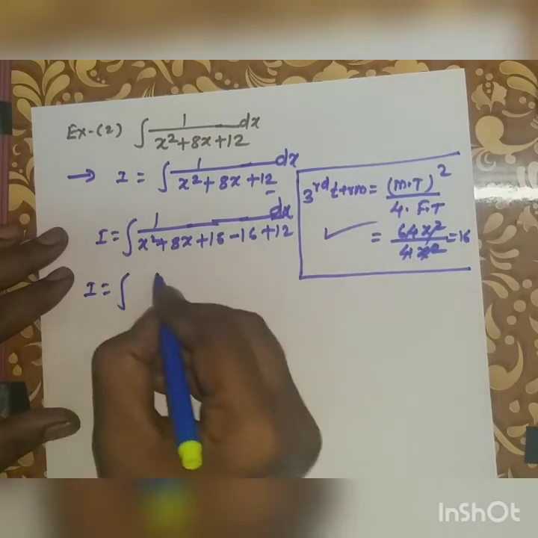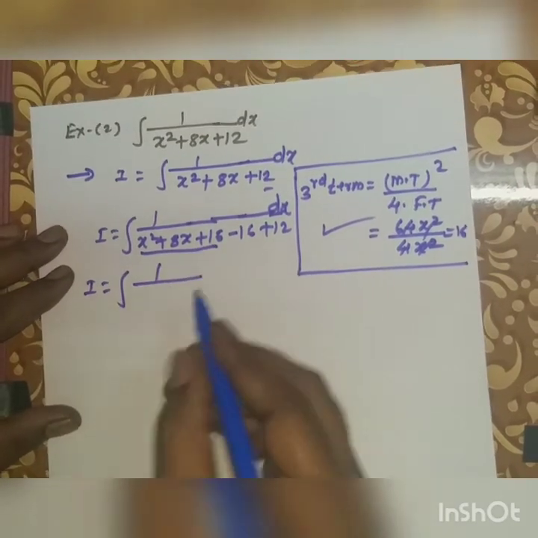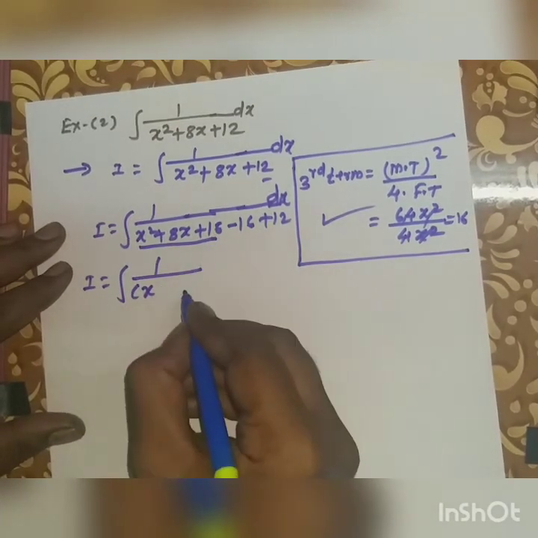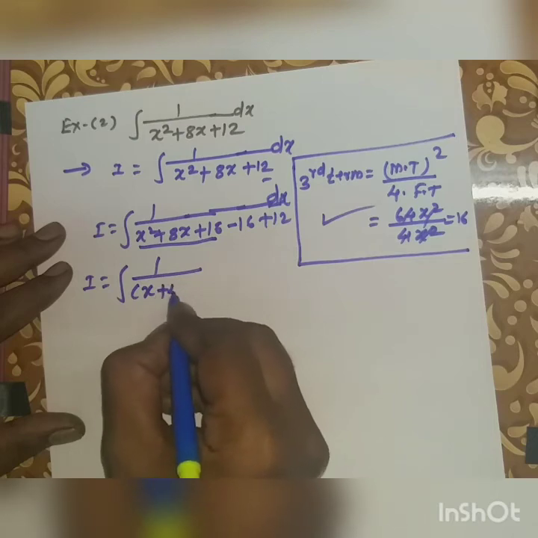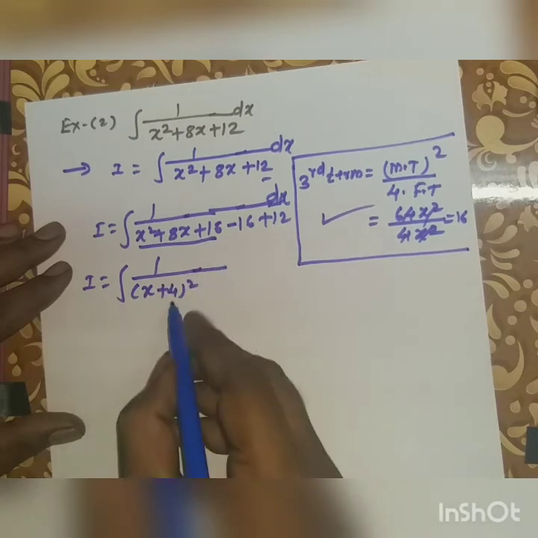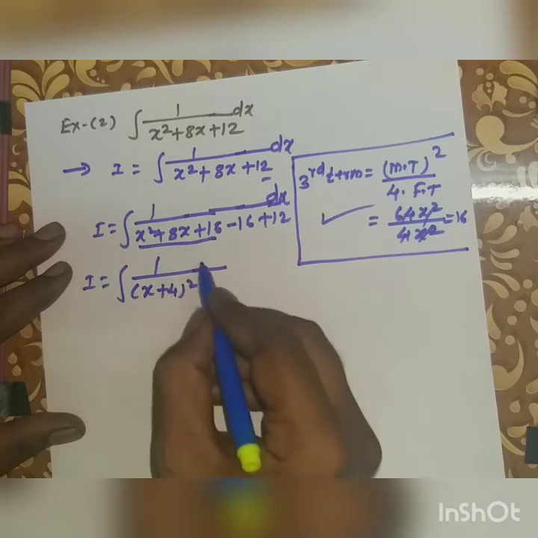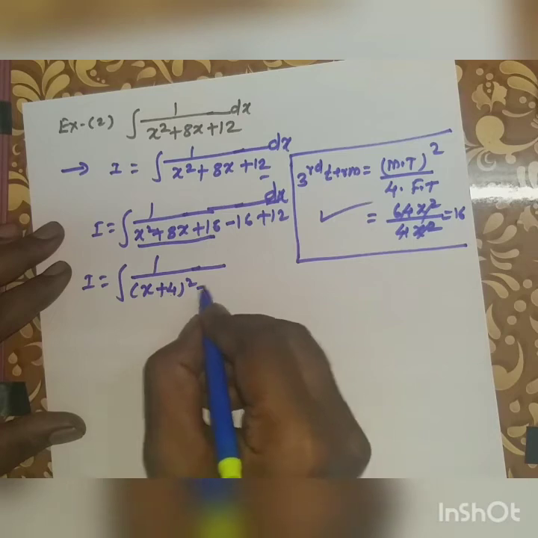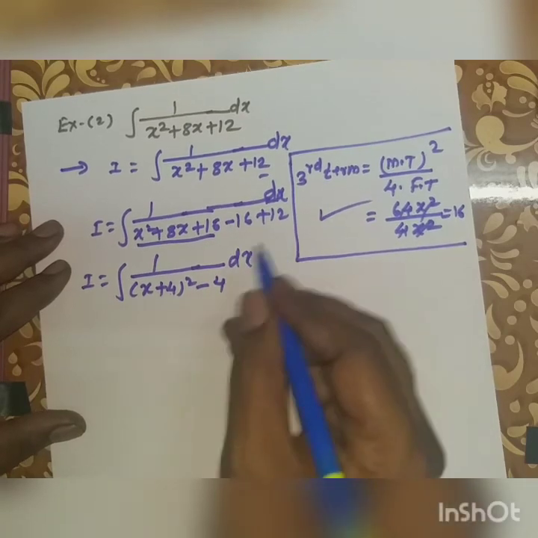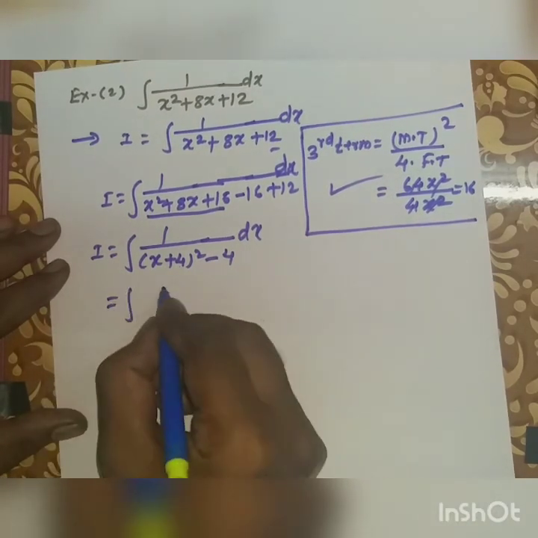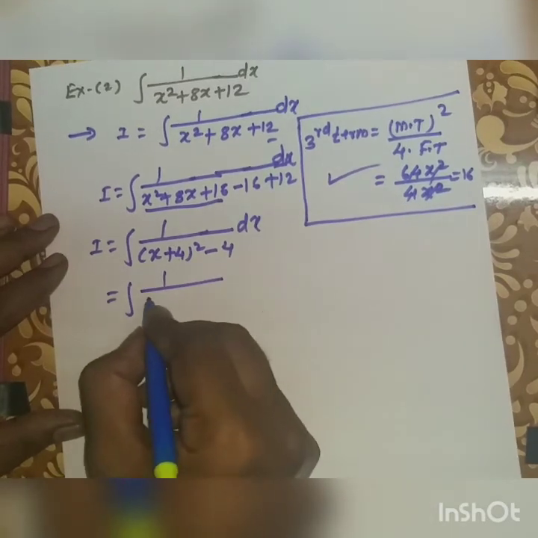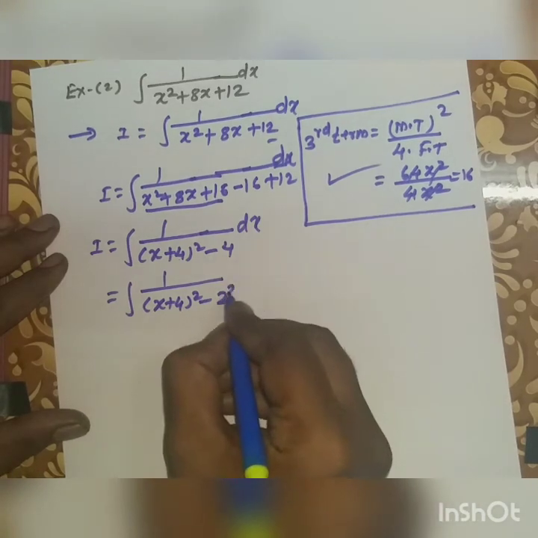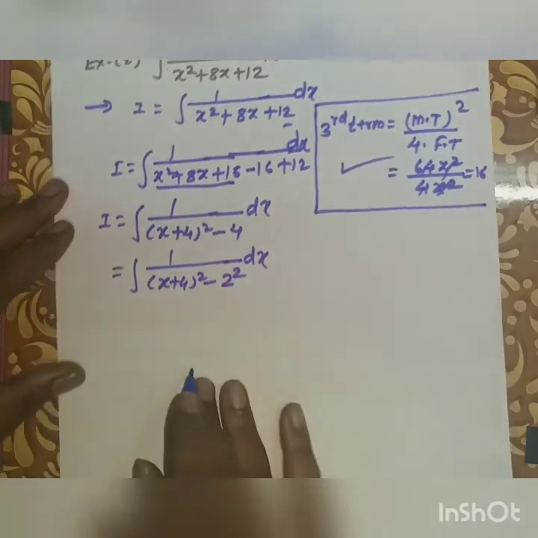Therefore integration I is equal to 1 divided by, now which is a complete square, x, we take its square root x and square root of 16 is 4, x plus 4 bracket square. Expand this: x square plus 4 into 2 is 8x plus square of 4 is 16, minus 16 plus 12 is minus 4 dx. That is equal to 1 divided by x plus 4 bracket square minus 2 square dx.